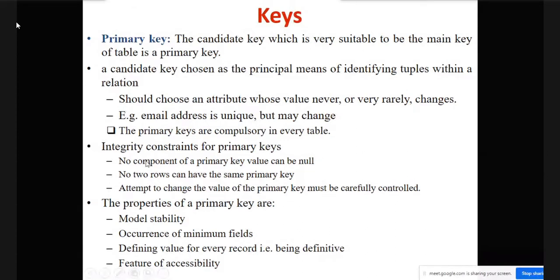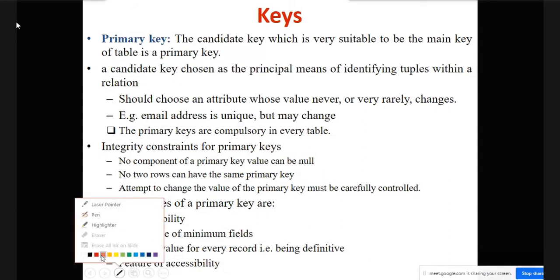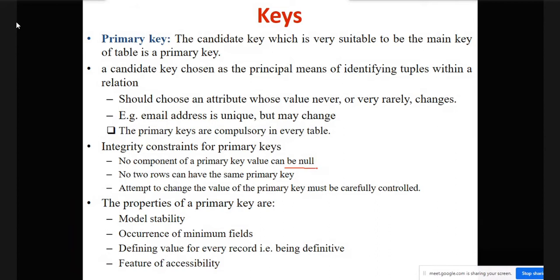Okay. So now there are some constraints. No component of a primary key value can be null. This is one of the important concepts, an integrity constraint. If you are saying student roll number is the primary key, then every student must have a value for the roll number. If you are saying email address, which is not actually correct, is the primary key, then every student must have an email address. So it cannot be null, even though a database accepts null values. Remember this: a primary key will never have a null value. This is one of the important points.